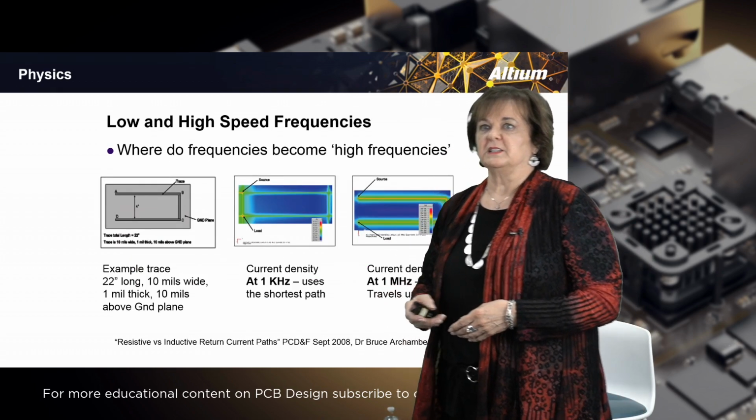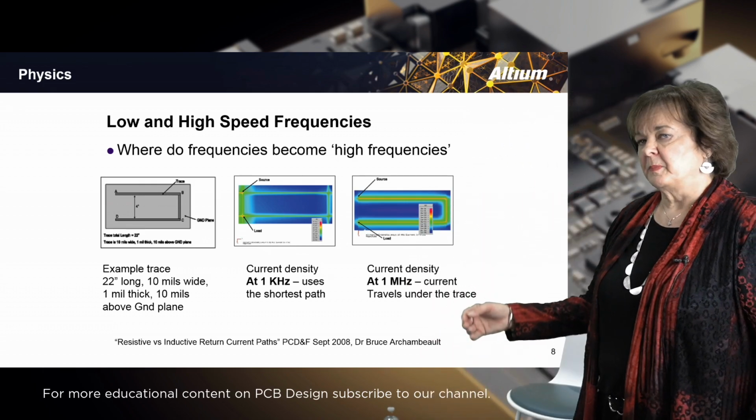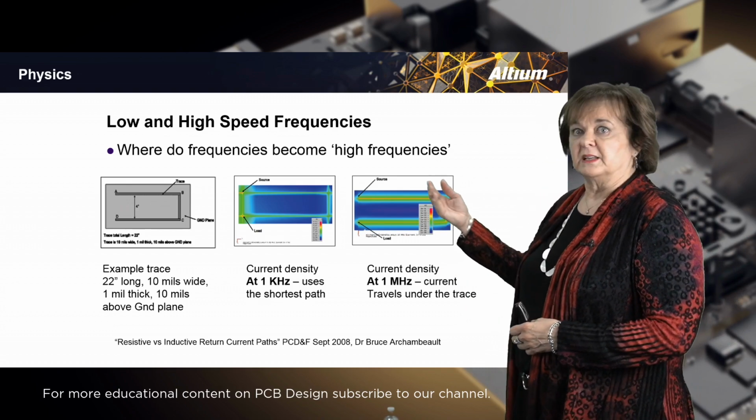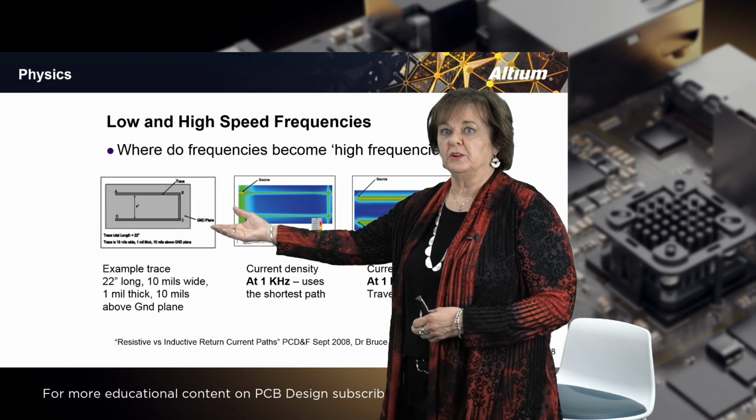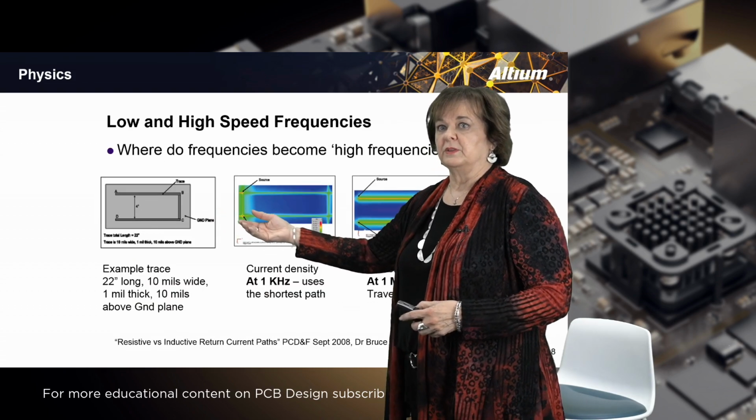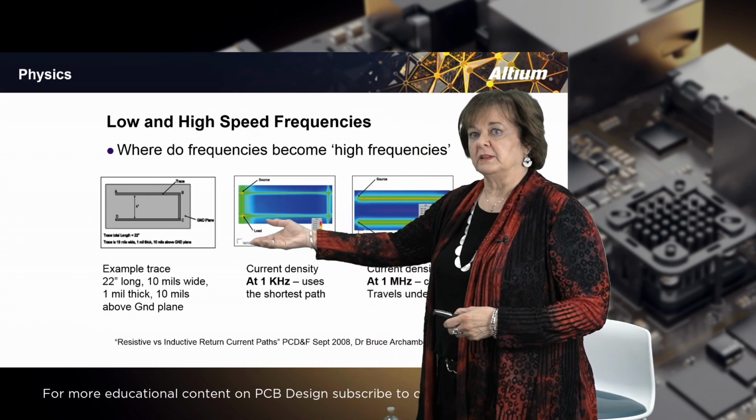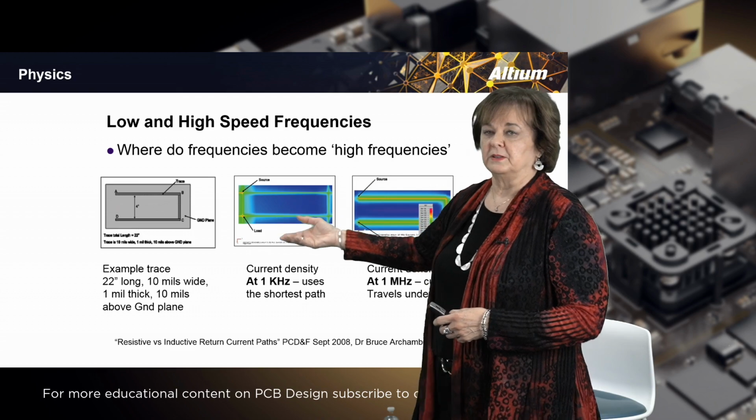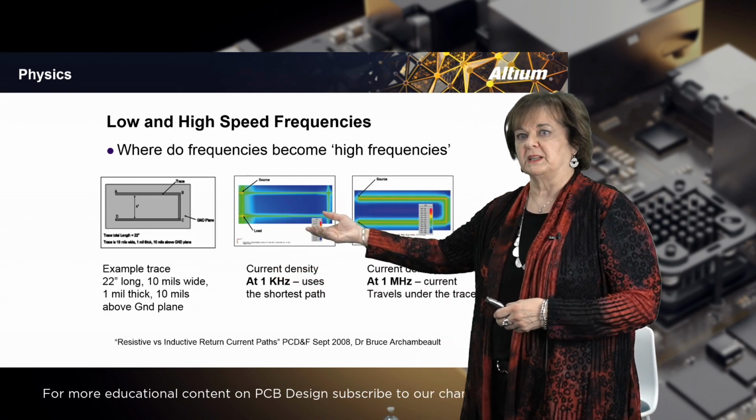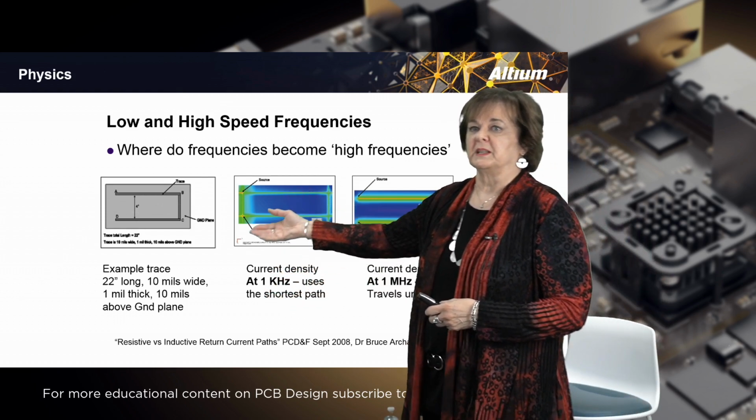And the answer is, based on this information from Dr. Bruce Archambault, it depends on frequency. The example trace that we're showing here is the picture in the previous slide here. And then the energy has been put into it here, and the current density at about 1 megahertz looks something like this. At about 10 gigahertz, it looks something like this.